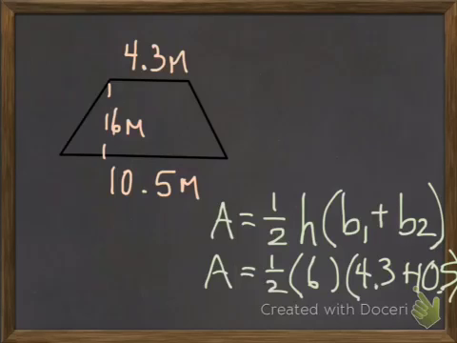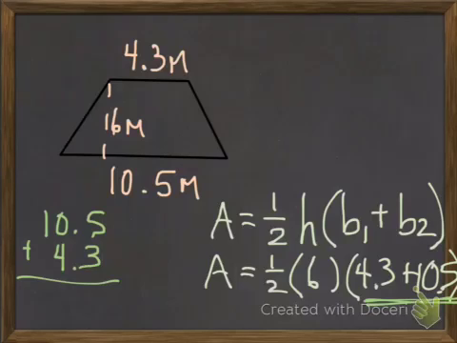And using my order of operations, I do what's in the parentheses first. So I'm going to pick another color. Let's go with green. We're going to do this first. So 10.5 and 4.3, you should remember how to do decimals. 10 and 5/10 plus 4 and 3/10. So I line up my decimals when I'm adding. 5 plus 3 is 8. 4, 1, so I get 14.8.